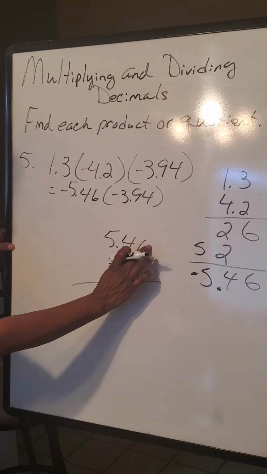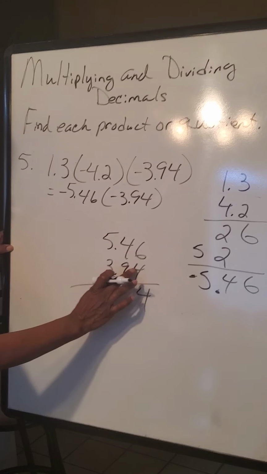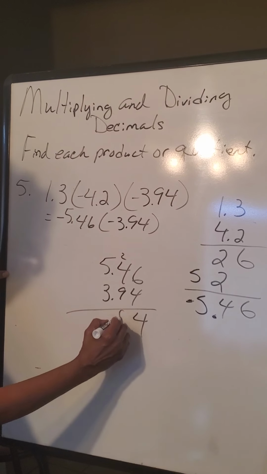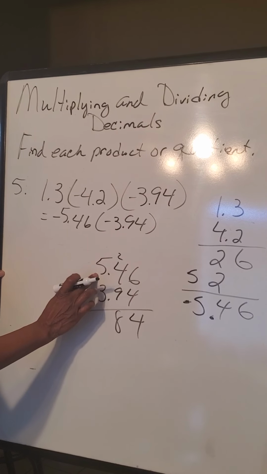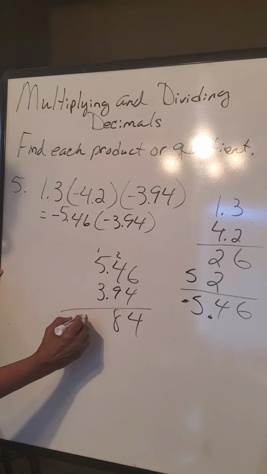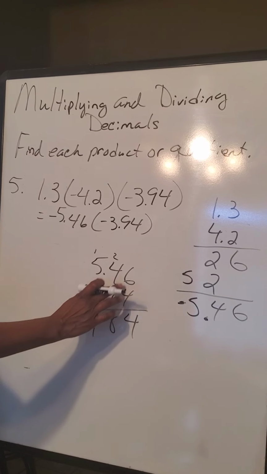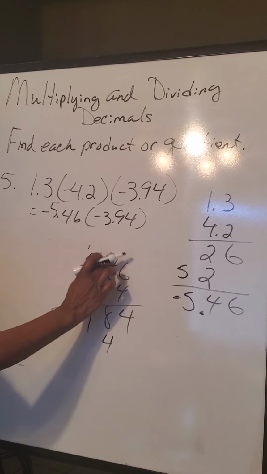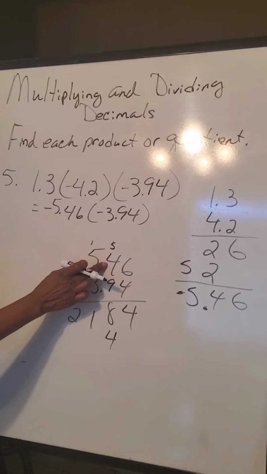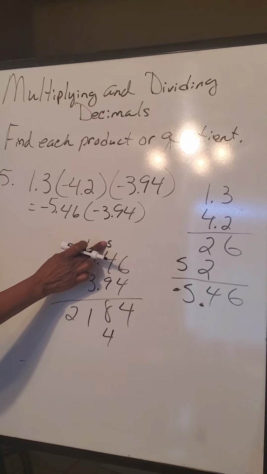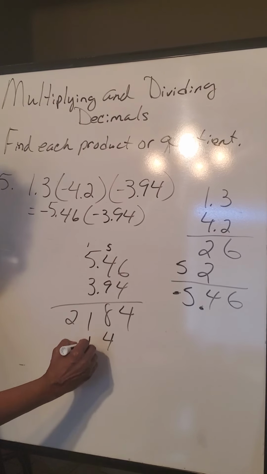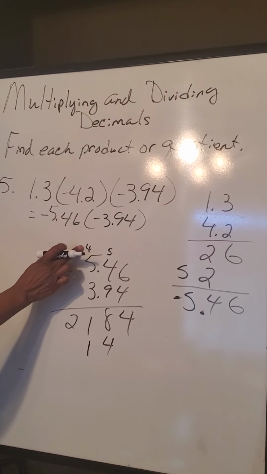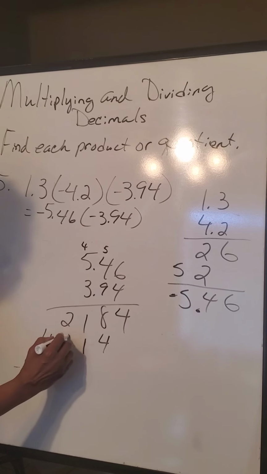All right, 4 times 6 gives us 24. 4 times 4 is 16, and 16 plus 2 gives you 18. 4 times 5 is 20, plus 1 gives you 21. Now multiply by 9. 9 times 6 gives you 54. 9 times 4 is 36, and 36 plus 5 is 41. 9 times 5 is 45, and 45 plus 4 gives you 49.